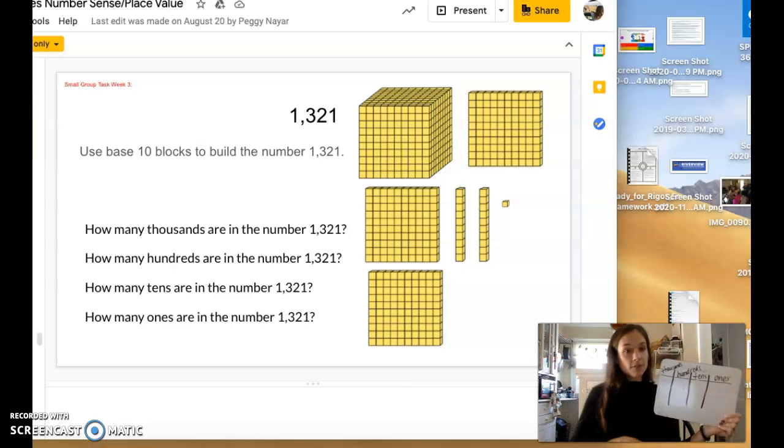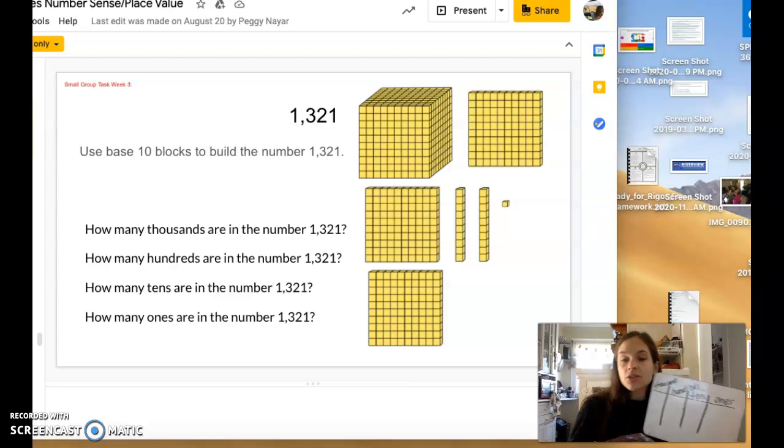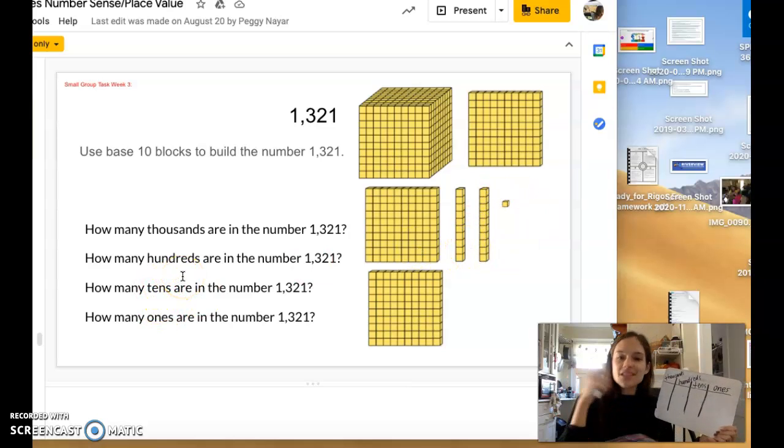Okay, we have the number 1,321. And if you look at this picture, it shows us the 1,000 cube. It shows us 3 hundreds. It shows us 2 tens, or 20. And it shows us 1 one. How many thousands are in the number 1,321? Show me with your finger. How many thousands? 1,000.